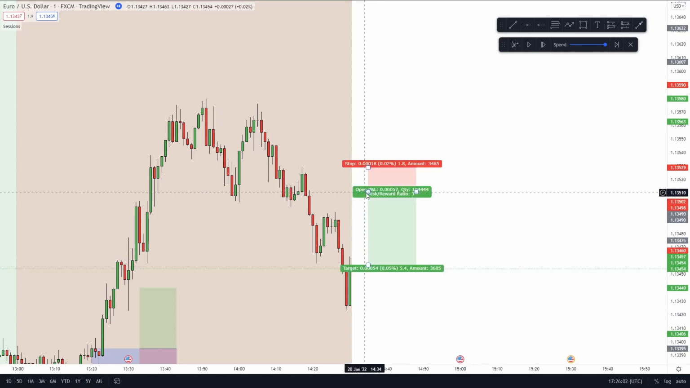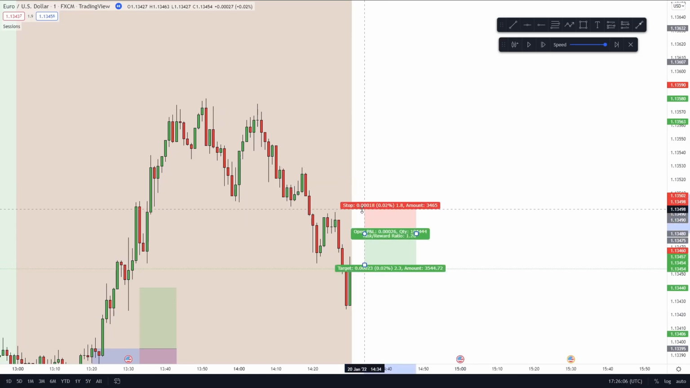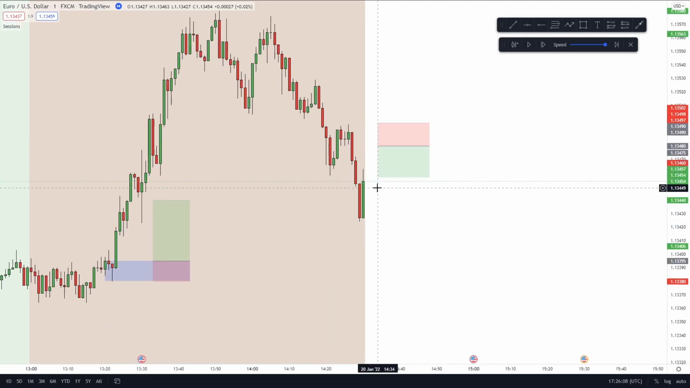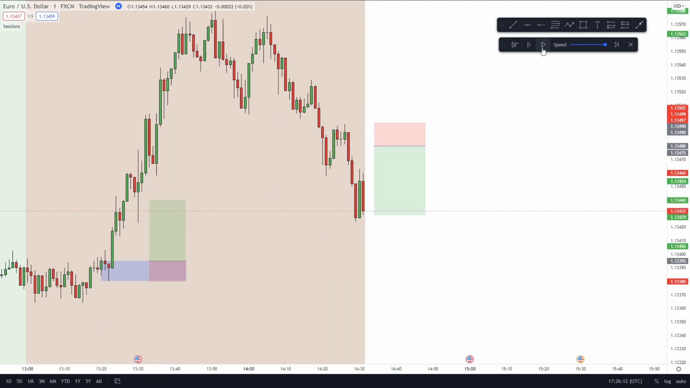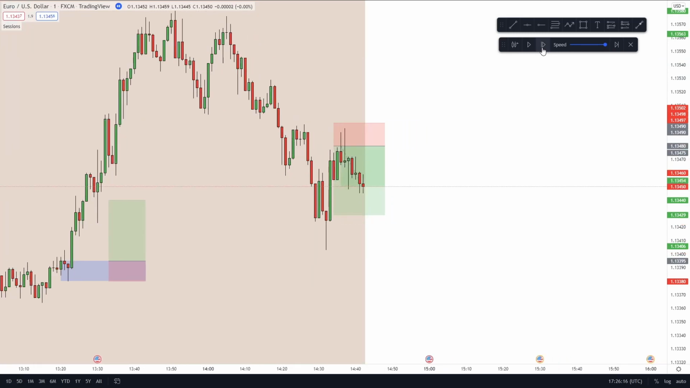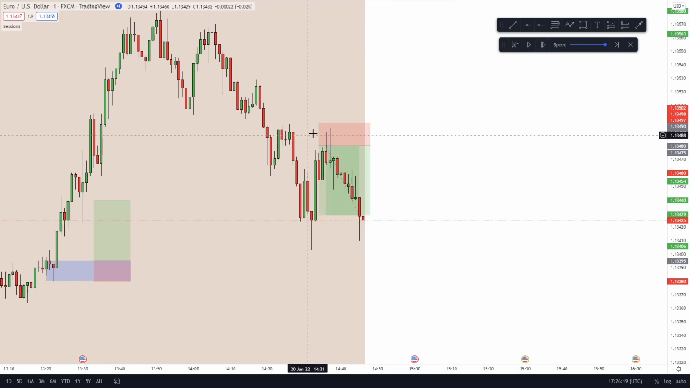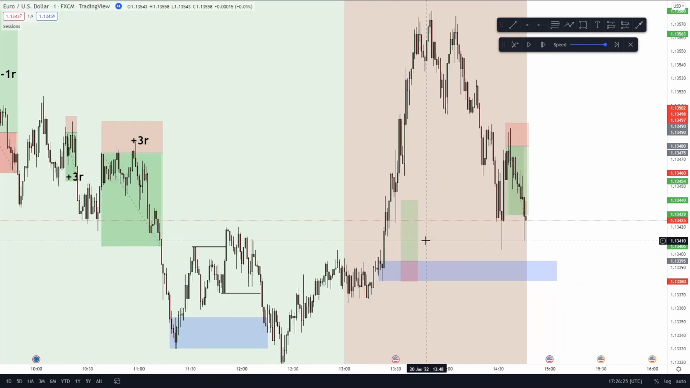But price carries on to the downside. Reset my entry to this newly formed order block. Looking again for our 1 to 3, and we shall see what price does. So it comes up, tags us in, and shoots to the downside again. So that's another 3R. I think that puts us up to 7R now for the day, which is very good.